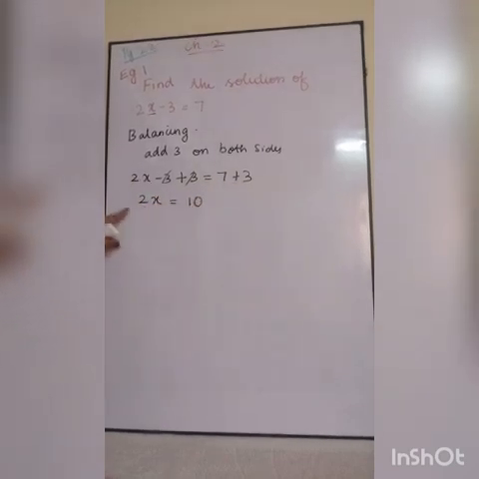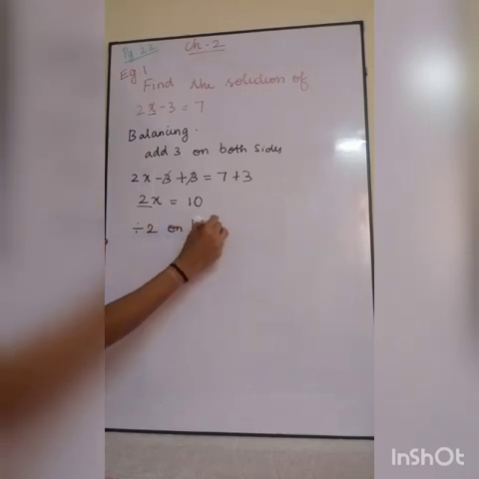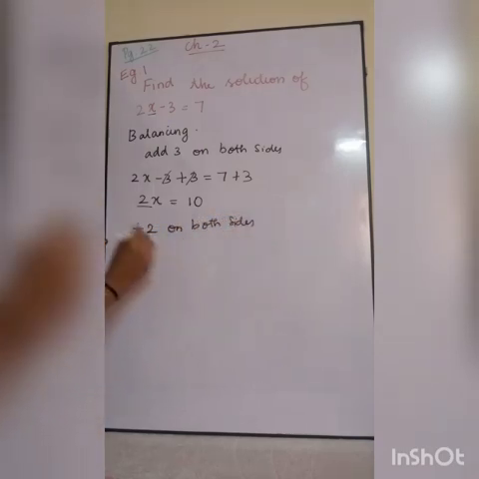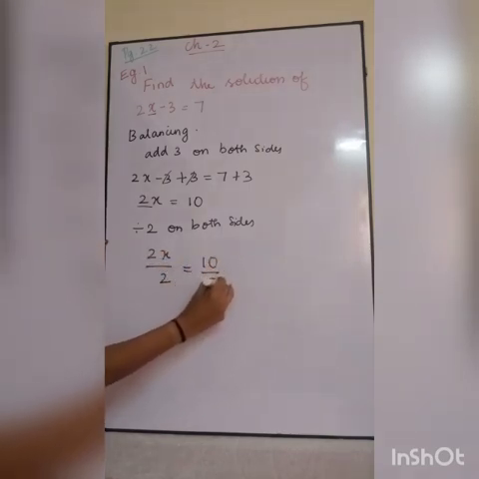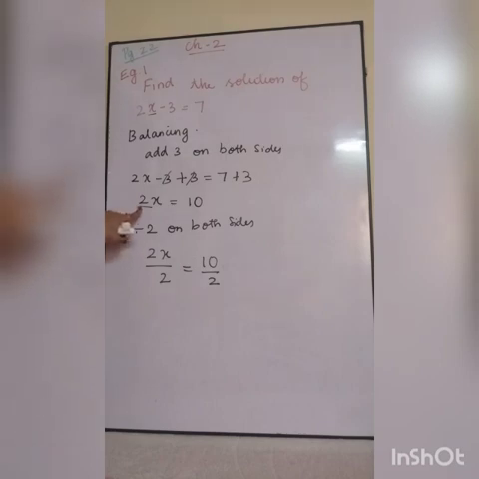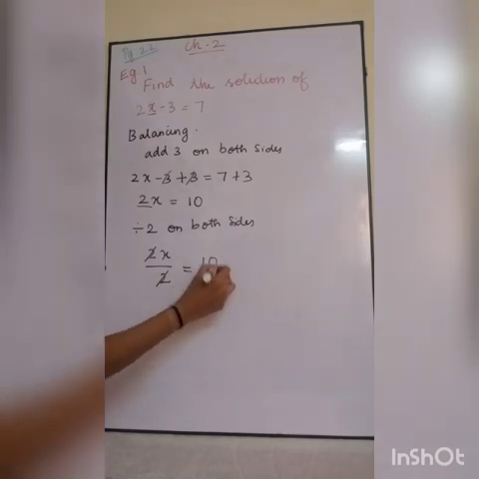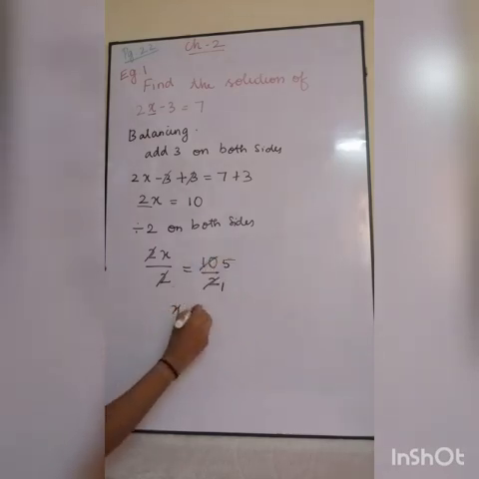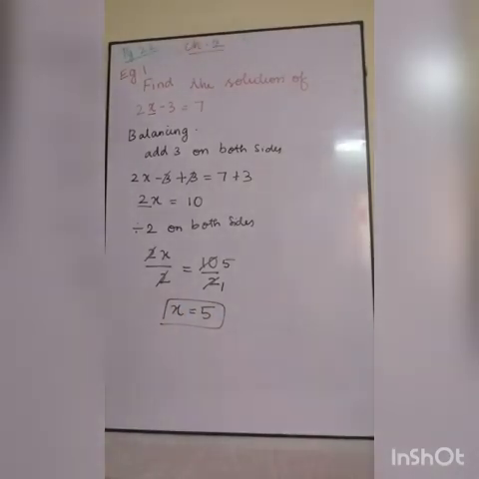Next, you have to eliminate this 2, right? 2 is multiplied with x. So if we divide by 2 on both sides, can we eliminate that 2? So this is my 2x divided by 2 equal to 10 divided by 2. Now, this 2 and this 2 will get cancelled, and 10 divided by 2 is 5. So the x value is 5. Okay, x is equal to 5 is the solution for this equation.